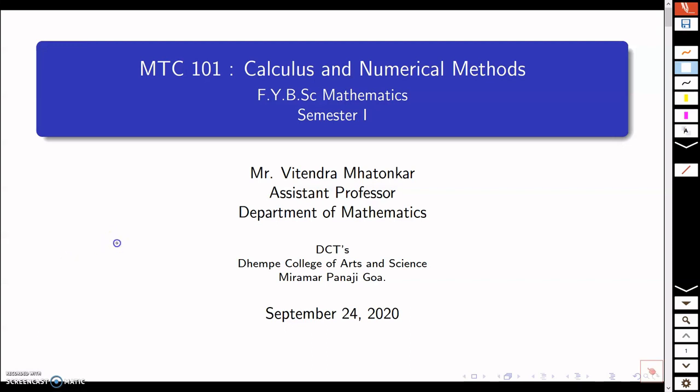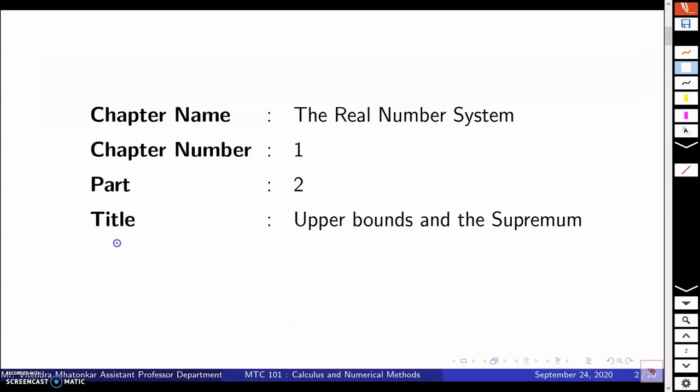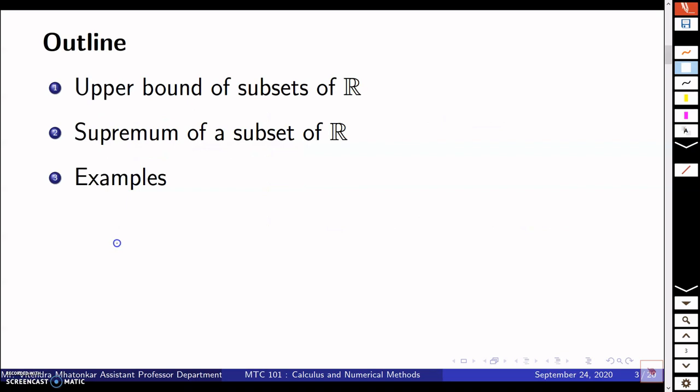Hello everyone, welcome to the series of video tutorials on the course Calculus and Numerical Methods. This is part 2 of the first chapter, the real number system, and the title is Upper Bounds and the Supremum. Outline of this video: upper bound of subsets of R, supremum of subsets of R, and examples of supremum and the upper bounds.